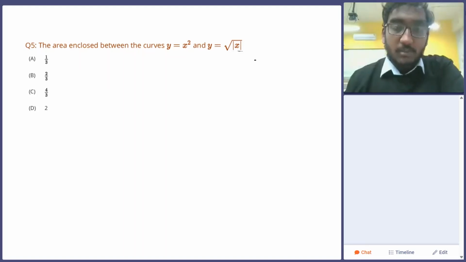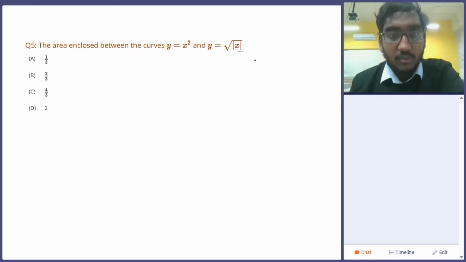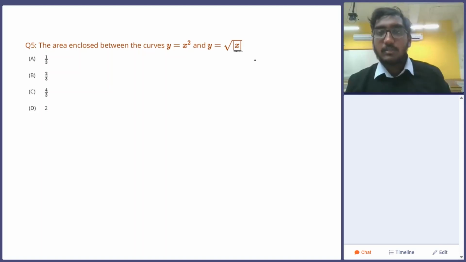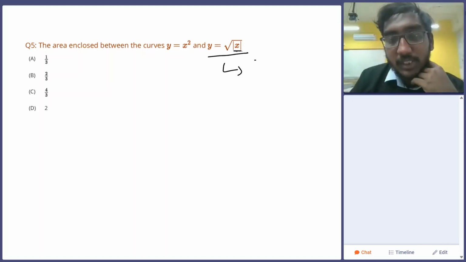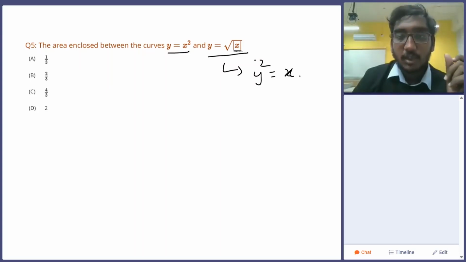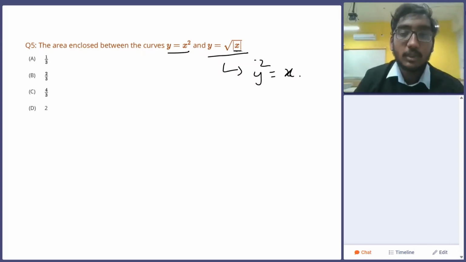So this question is from area under the curves. They have given the area enclosed between the curves y equal to x square and y equal to root of mod x. This mod x does not make any sense; they just wanted to mention that y is not taking any imaginary or complex values. It's purely real. So you can transform this equation by squaring both sides: y square equal to x. Both are one and the same. The other is y equal to x square.